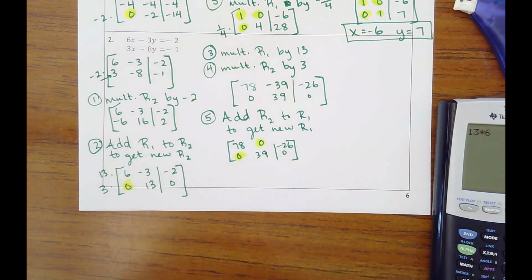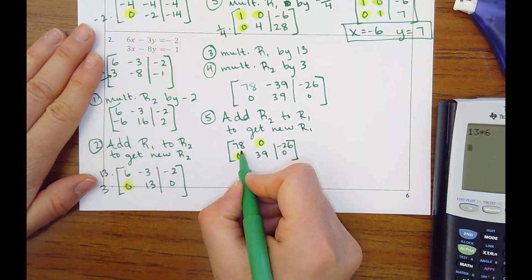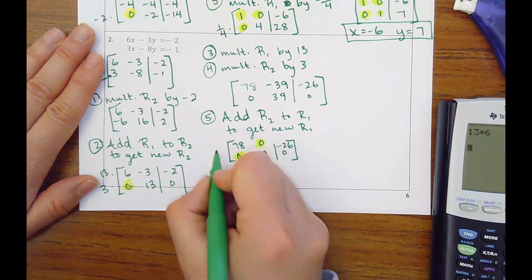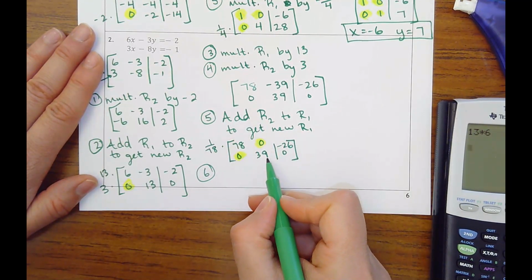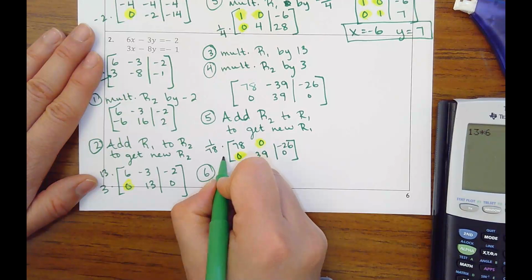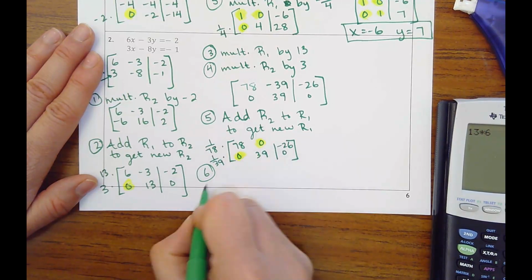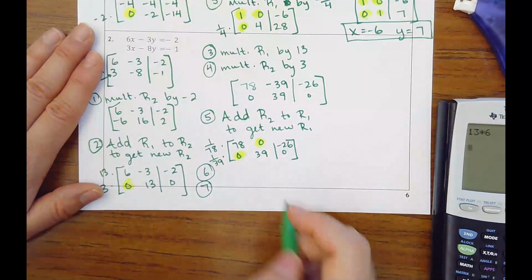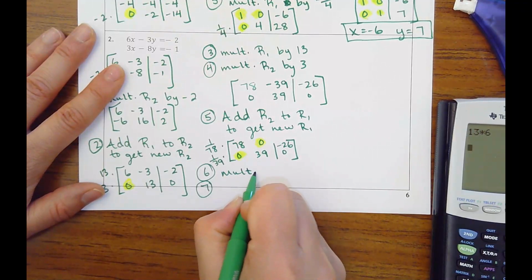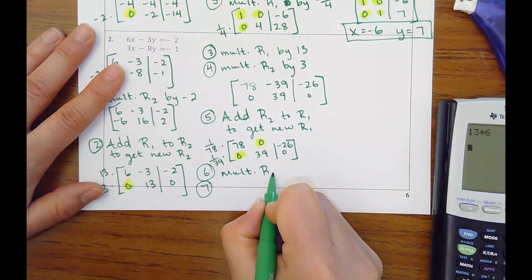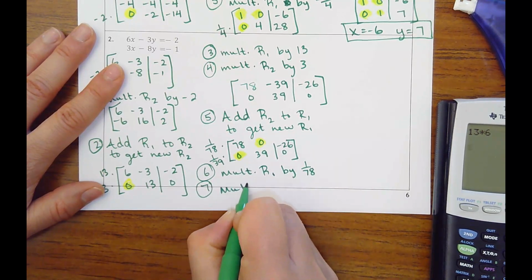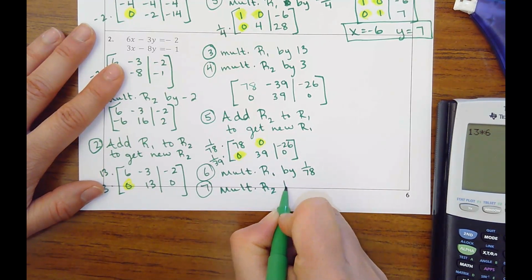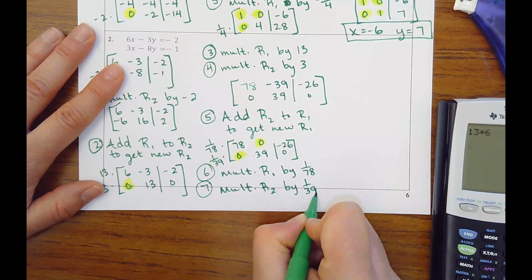Now I just want to make the other ones be 1. So I'm going to have to divide 78 by itself or take it times 1 over 78. Same thing here. I'm going to have to divide by 39 or take it times 1 over 39. So that's like number 6 and 7. Multiply row 1 by 1 over 78, multiply row 2 by 1 over 39.